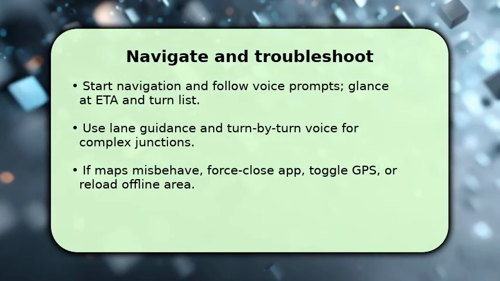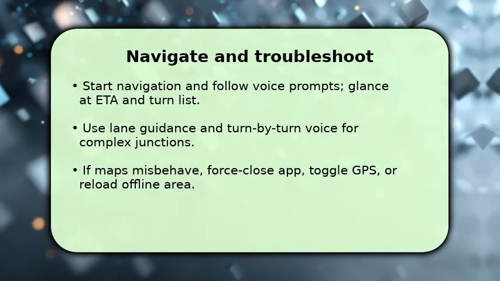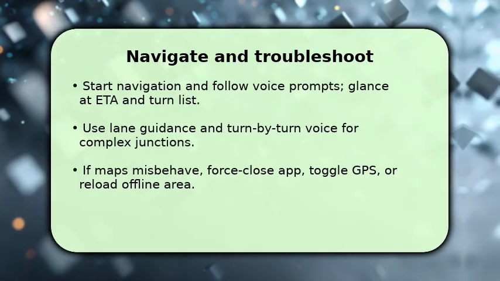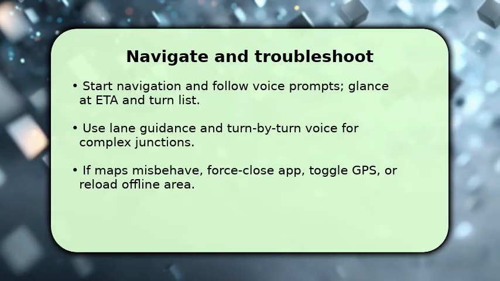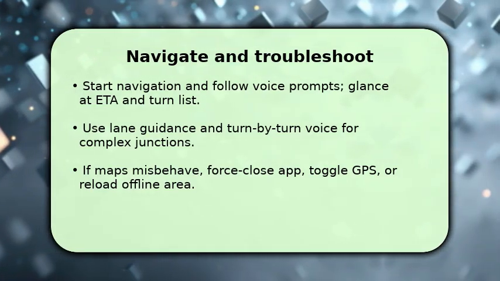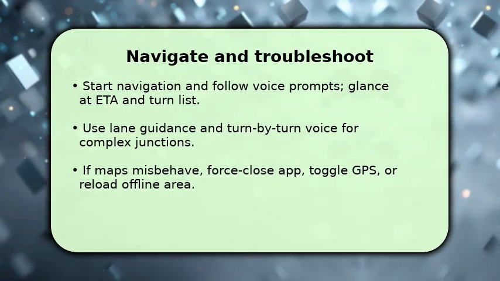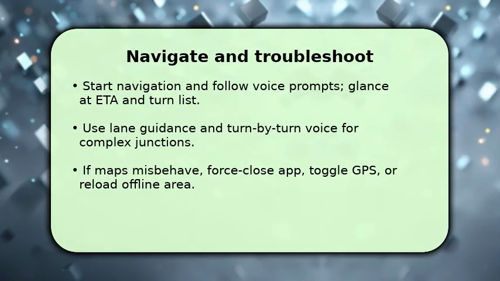Make use of lane guidance and turn-by-turn instructions at complex junctions to avoid wrong exits, and switch to satellite or terrain view when visibility matters. If the app lags or shows wrong location, first toggle GPS, then force close and reopen Maps, and reload the offline region if needed. This quick troubleshooting usually restores accurate routing without losing your plan.